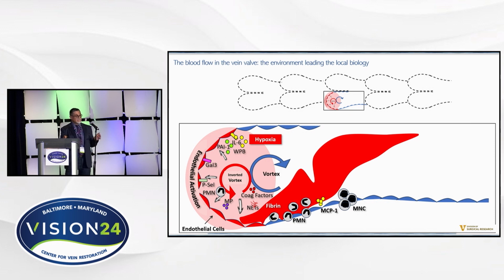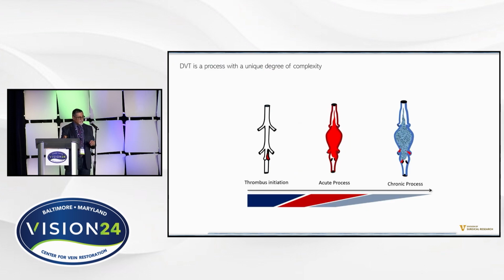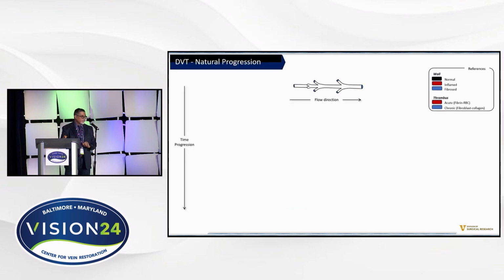But in those patients that really develop the deep vein thrombosis, this is the very beginning. Deep vein thrombosis is a process with a unique degree of complexity, from this thrombosis in the valve all the way to occlude a large vein in the deep system in acute phase and a chronic phase.